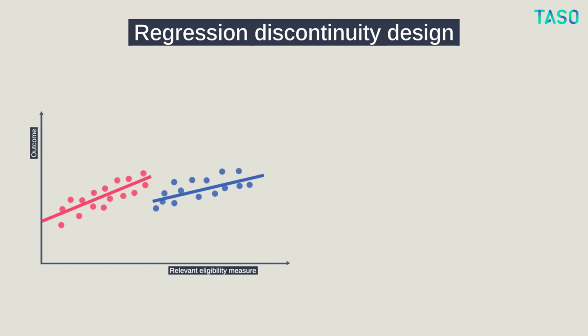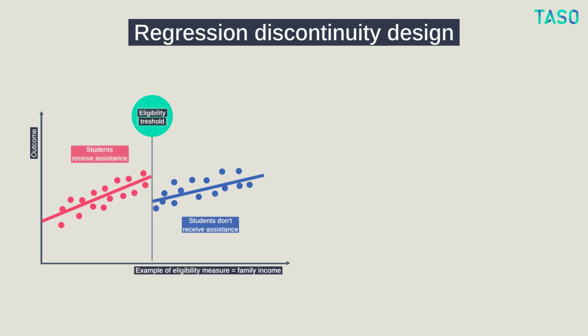Regression discontinuity design can be used in situations where access to a program or intervention is determined by a threshold or cutoff point. For example, imagine a program that provides financial assistance to students with a family income below a certain threshold. Students just above the threshold don't receive assistance, while those just below it do.